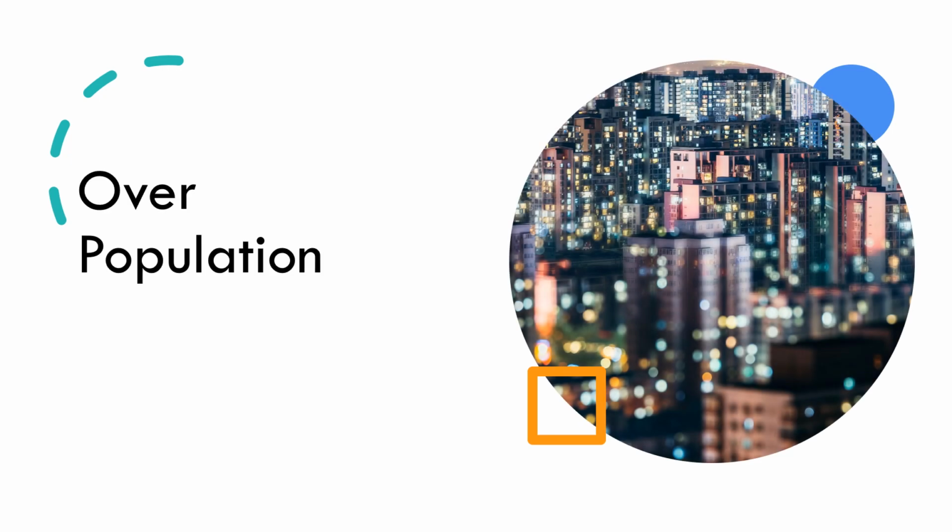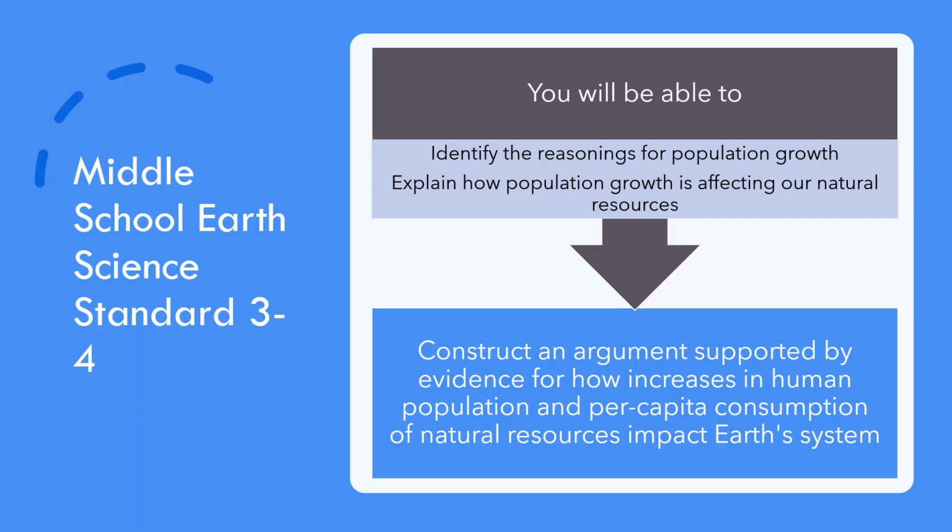So the final major impact that we're going to talk about in this unit is overpopulation. So essentially, us taking up almost every inch of possible space that is available for us. So we are still working with middle school standard 3-4, and we are focusing in on being able to identify the reasoning for population growth.